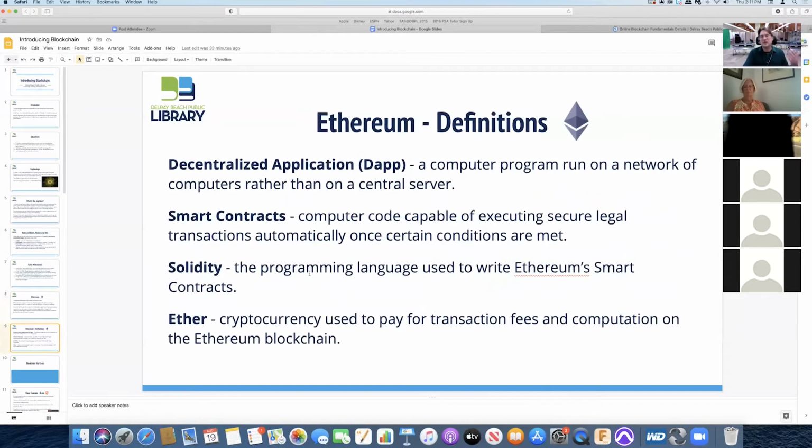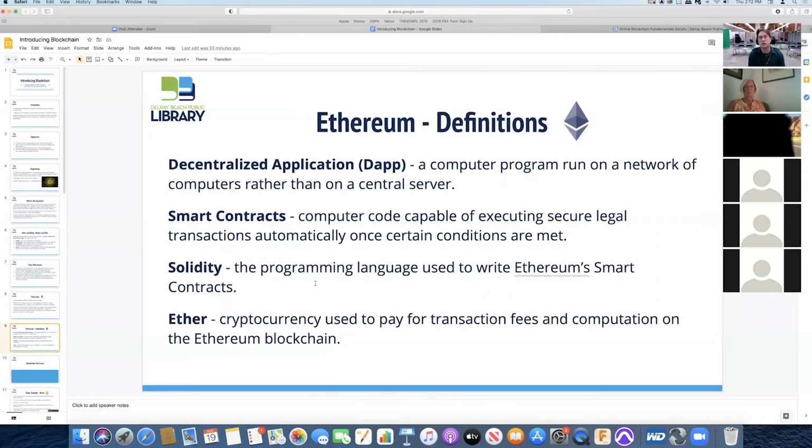So, some definitions with Ethereum. We have this notion of decentralized applications, or DApps. So you do pronounce the D. It's similar to the word email. The D is for decentralized, and app is for application. So that's a computer program run on a network of computers rather than on a central server.